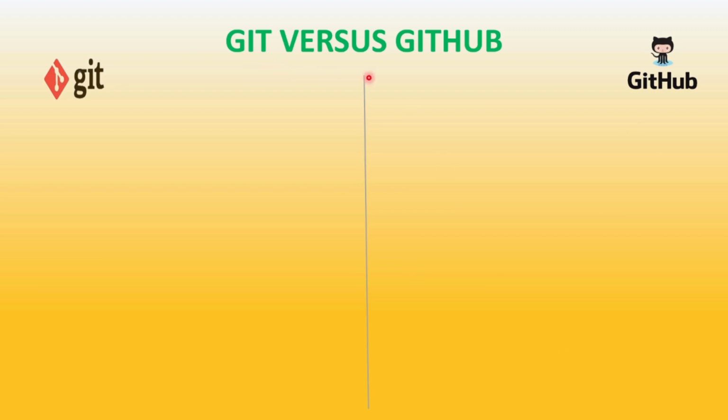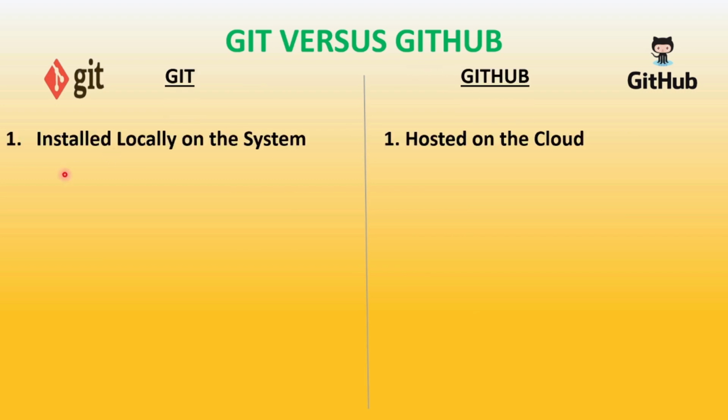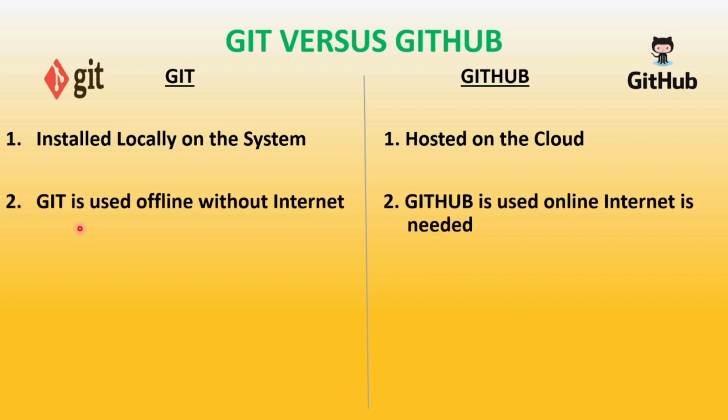Lastly, we'll see the Git versus GitHub, the difference between Git and GitHub. So first point is Git is locally installed on your system and GitHub is hosted on the cloud. It is a website. You need an internet for accessing it. So Git is offline. You don't need an internet. You can write all the commands and execute it without using internet. But for GitHub, you need an internet. First you need to connect to internet and then only you can visit GitHub website.